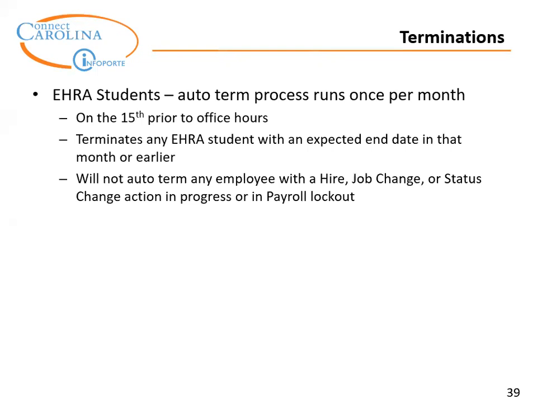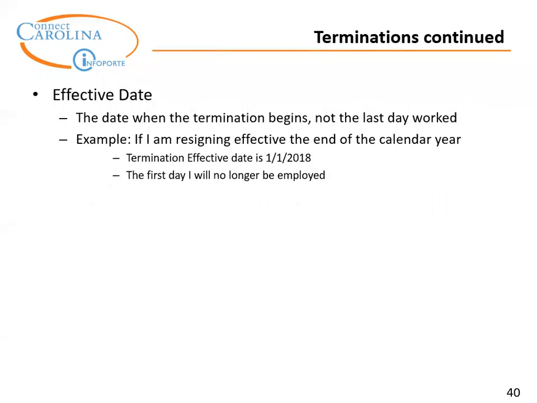So if I've got an expected end date of October 18th, then on the 15th when that ran, it put in a termination effective the 18th to terminate that EHRA student. Again, it's not going to auto term people if they've got an ePAR in progress that might be saving them. And then, of course, because we're UNC, there's always an exception. So fellow trainees are exempted from that.